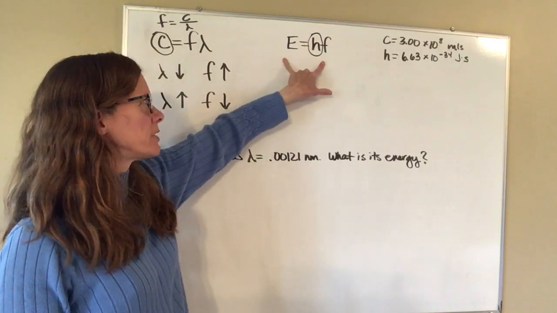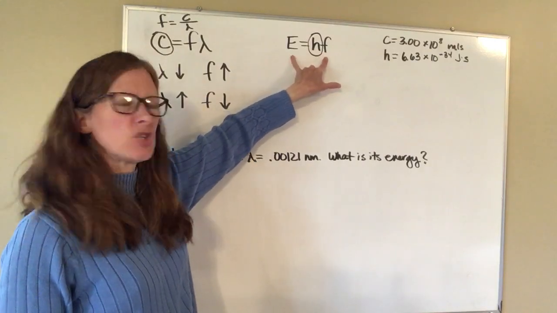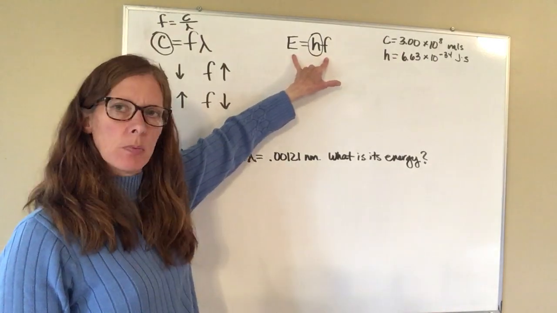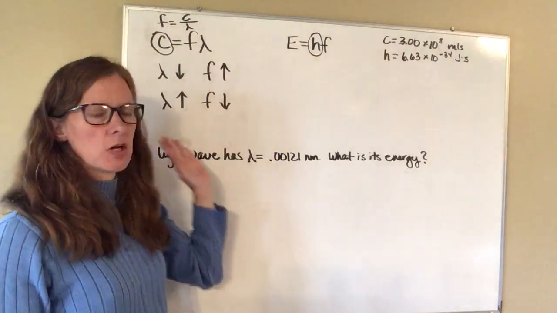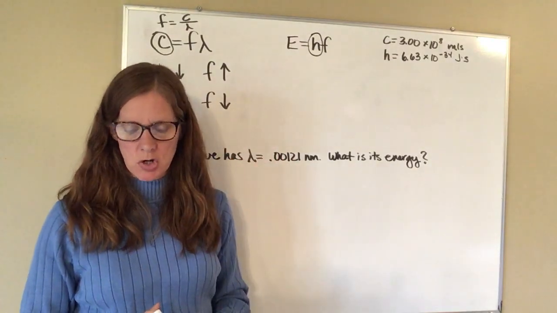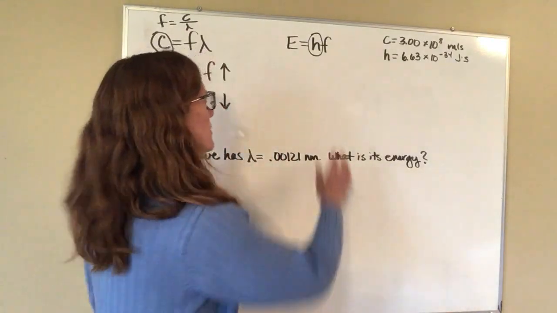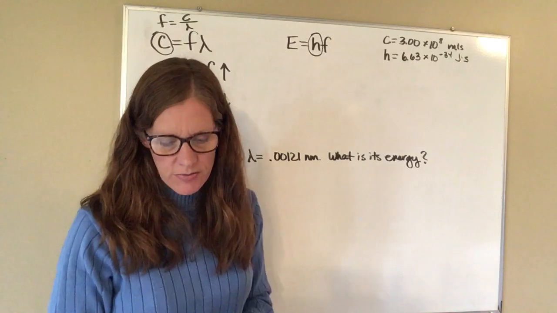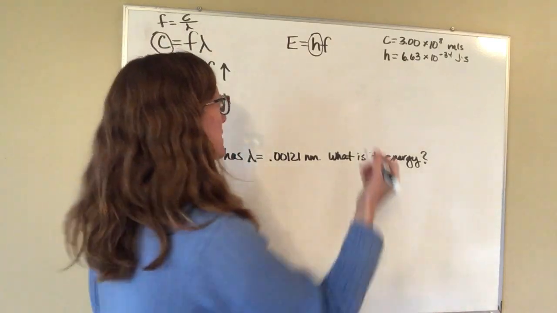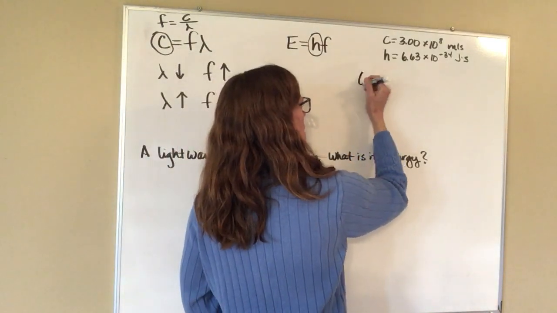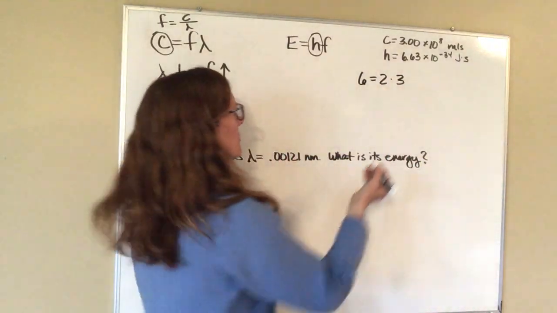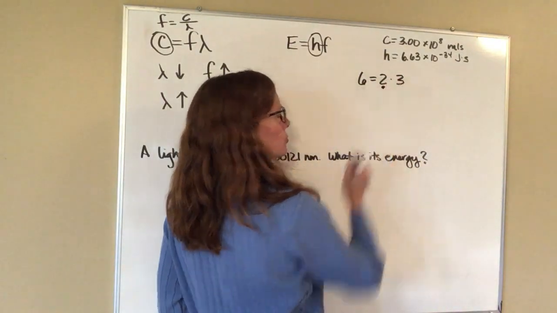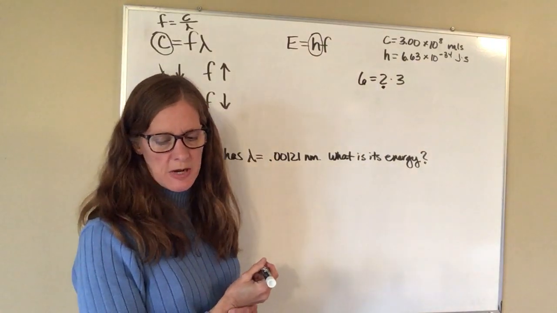So what happens if the energy goes down? What happens to the frequency? Well, I'm going to do a similar example like I showed you in the last video between frequency and wavelength to try to show you how this works. In this one, the h is the one that's always going to stay constant. So let's say that I use the equation 6 equals 2 times 3. In this one, the 2 is what I always want to remain constant.